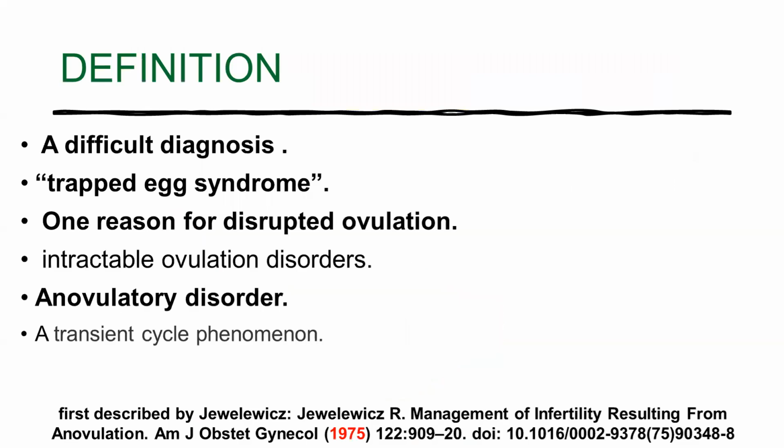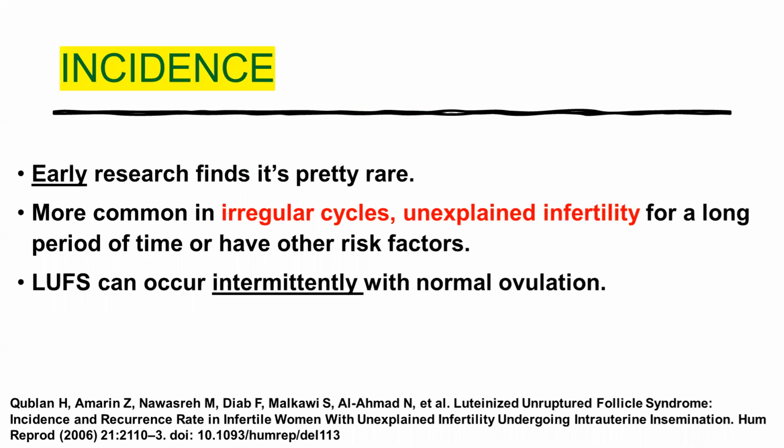This is the definition, but actually it is difficult to diagnose luteinized unruptured follicle. Some authors call it trapped egg syndrome, and it is one of the causes of disturbed ovulation or anovulatory disorders, as I told you. And some authors mentioned that it is a transient cycle phenomenon.